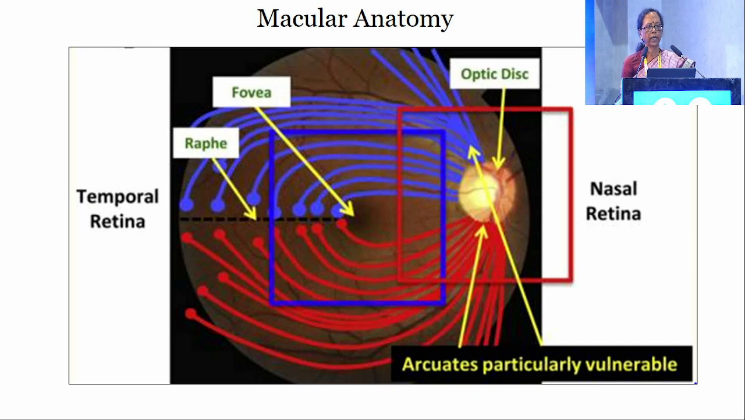The axons of the retinal ganglion cells, from both above and below the horizontal raphe, arch above the macula and come to the superior and inferior parts of the disc, which are usually vulnerable to glaucoma defects. Here you can see that the superior fibers end in the temporal area, whereas the inferior fibers enter the inferior zone of the optic disc, which is the most vulnerable. So inferior fibers are more at risk.